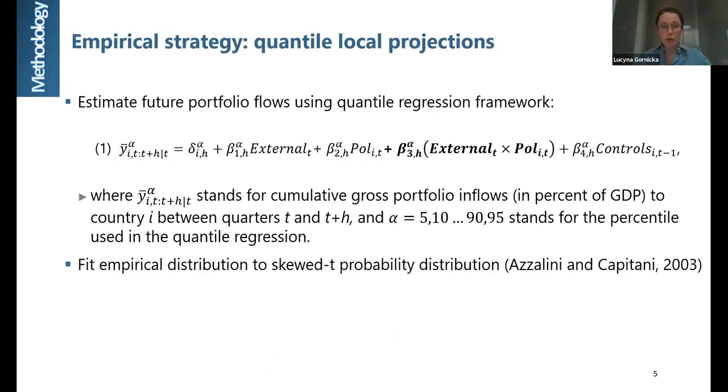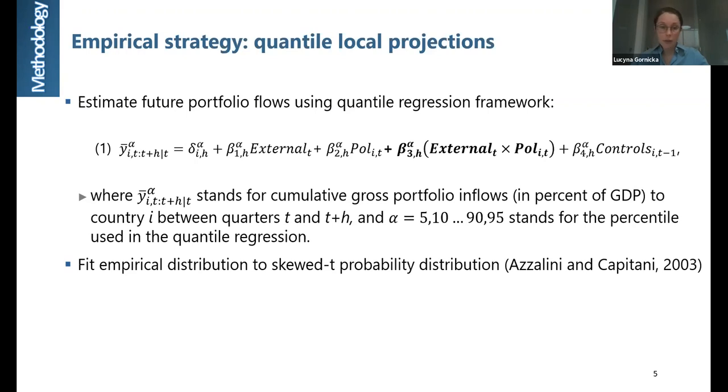And to be more specific about the econometrics, as I mentioned, we will use quantile local projections applied to a panel of emerging market economies. And with some abuse of notation, the equation here shows the general specification that we will use. So the left-hand side variable stands for cumulative gross portfolio inflows in percent of GDP in economy i between the current quarter and eight quarters ahead.